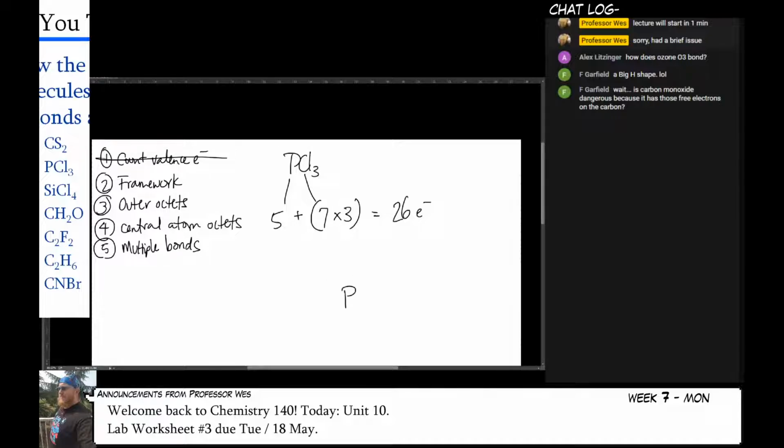All right, let's make our framework. So I'm going to go P, Cl, Cl, Cl. I'm just going to surround the central atom and make my 3 bonds. So that's 6 electrons used. That's done. And then I'm going to put my electrons around the outer octets. 1, 2, 3, 4, 5, 6, 7, 8, 9, 10, 11, 12, 13, 14, 15, 16, 17, 18. That's done.